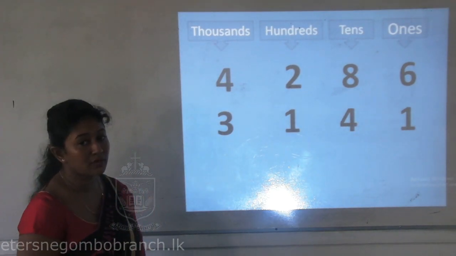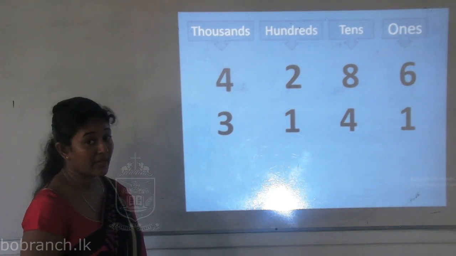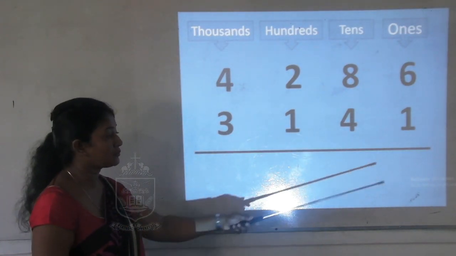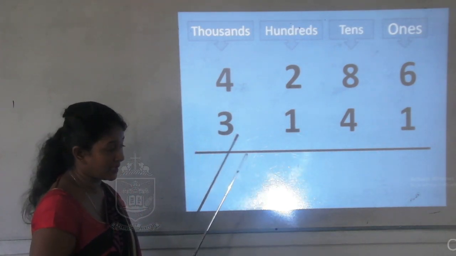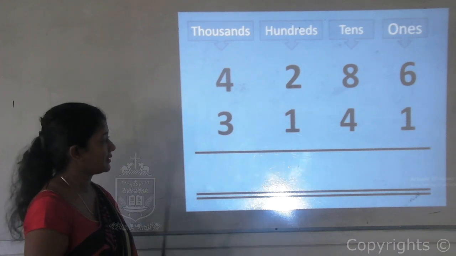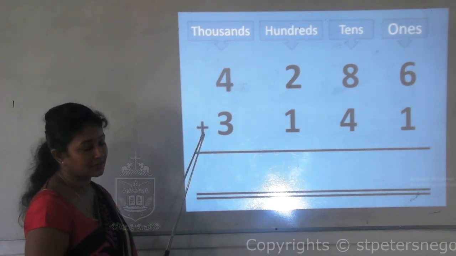3141. The two numbers are there. Can you tell me what we have to do next? Yes, you have to draw a line before the answer. And for the answer, we are going to draw two lines. And next, you cannot forget this sign, the plus mark.